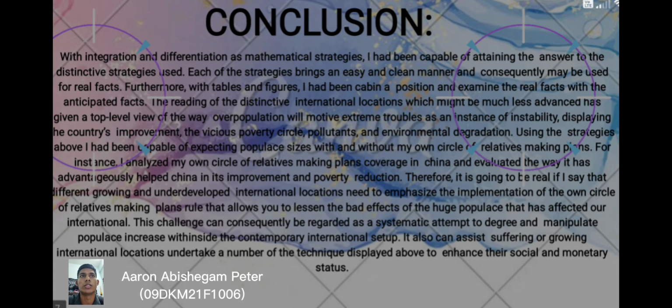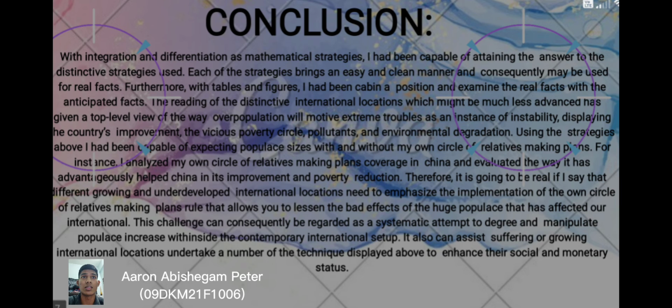Today I'll be finishing our presentation by explaining the conclusion, which is on applications of integrals. So, in conclusion, with integration and differentiation as mathematical strategies, I was able to attain the answer through the distinctive strategies used. Each of the strategies brings an easy and clean manner and consequently may be used for real facts. Furthermore, with tables and figures, I was able to examine the real facts against the anticipated facts. With both, I am able to get data from it by using the integral way of finding an answer.